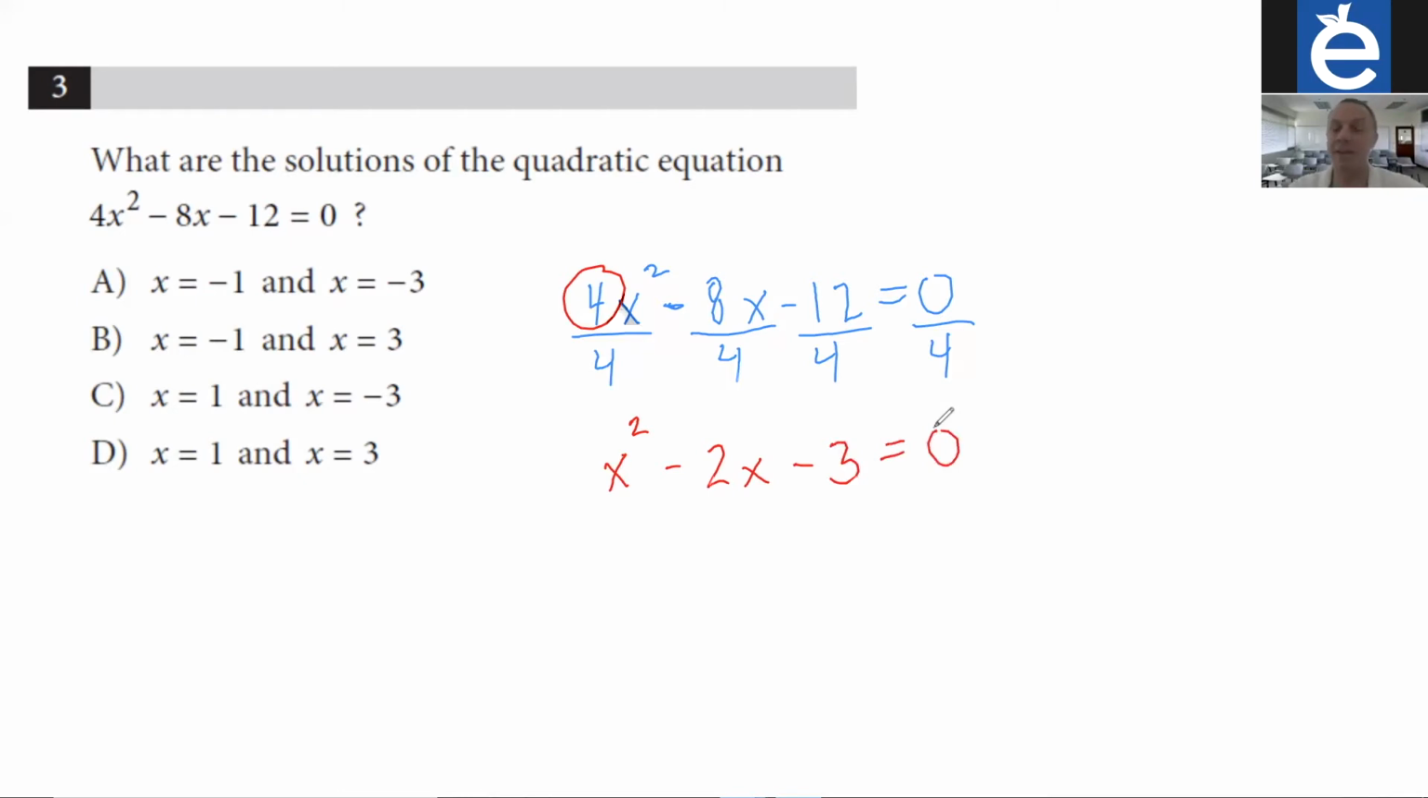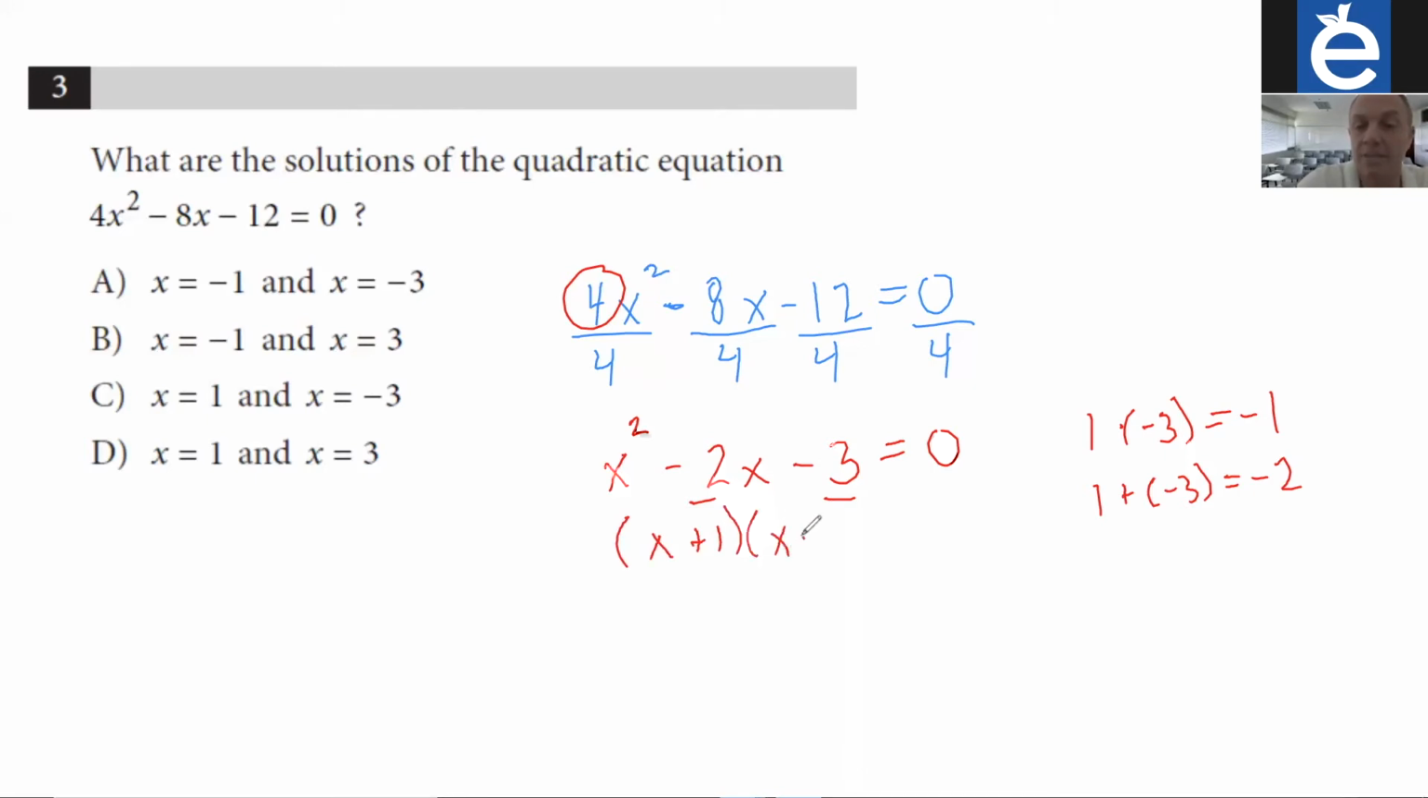And now we're back to factoring. All right, so we're looking for two integers that multiply to be -3 and add to be -2. Well, I know that 1 times -3 gives us -3, and 1 plus -3 gives us -2. All right, well, that would work. So we would use x plus 1 times x minus 3 equals 0.